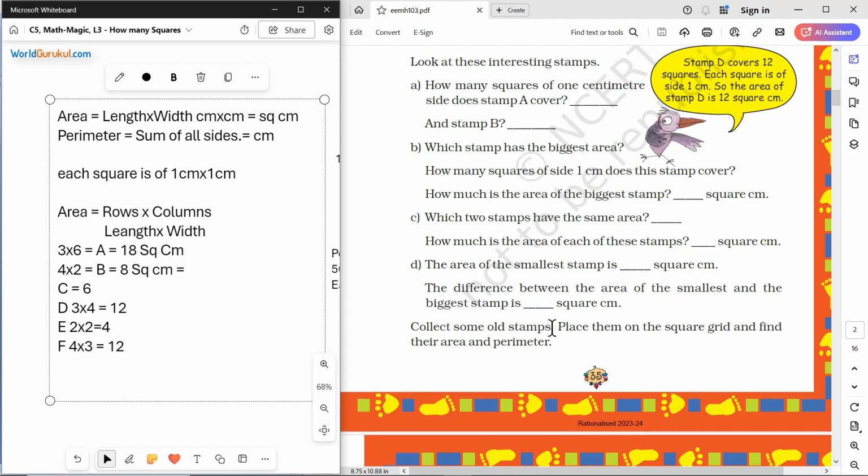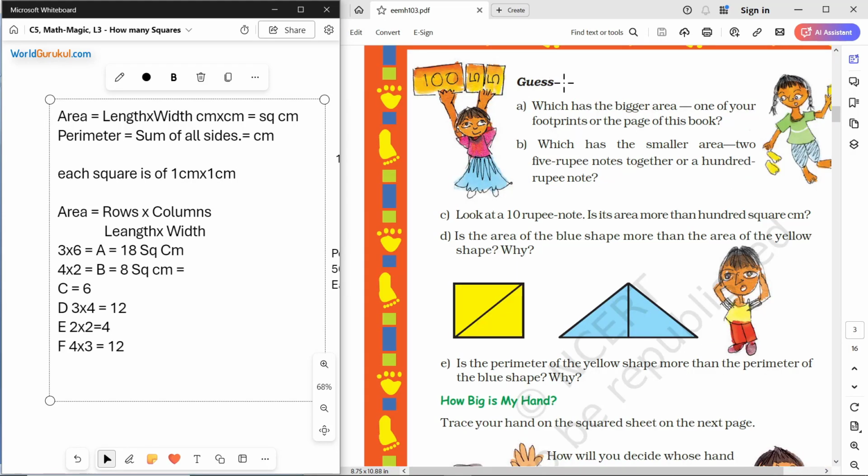Collect some old stamps. Now we are using private mailing parties and not using stamps. But if you get a chance, collect the old stamps. And for the preservation, use the square grid paper for the proper organization. So this is some practice. Guess which has the bigger area, one of your footprints or the page of this book.